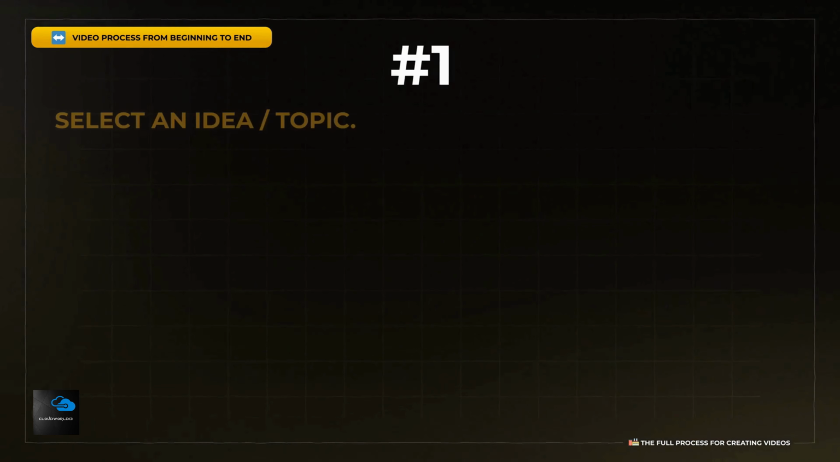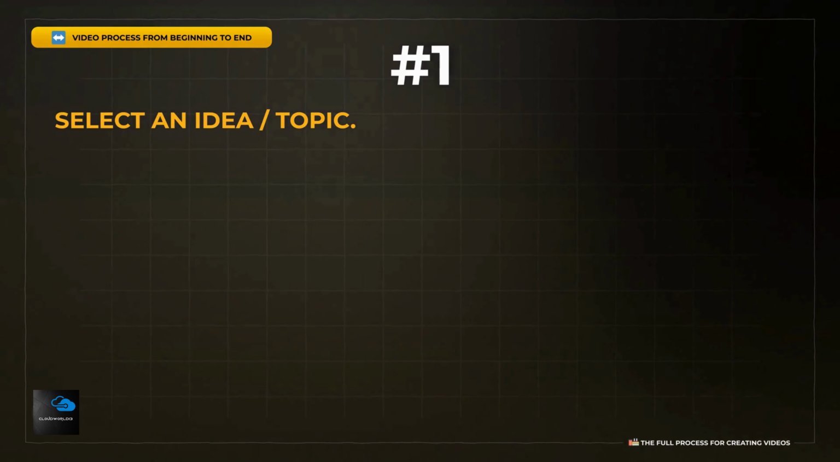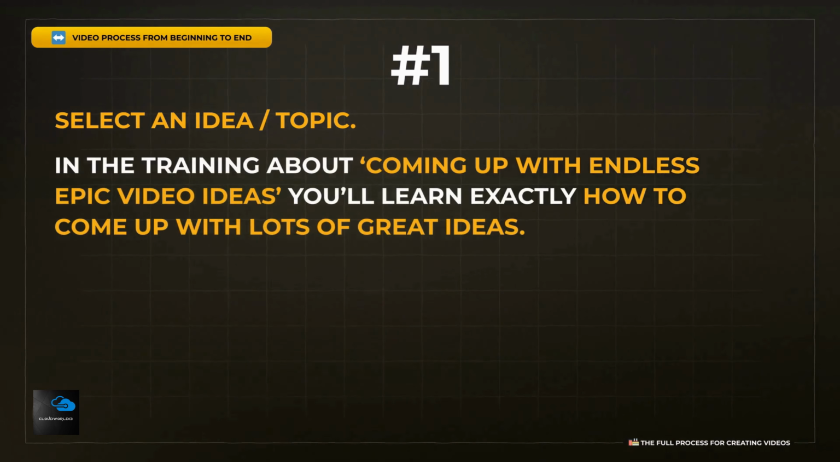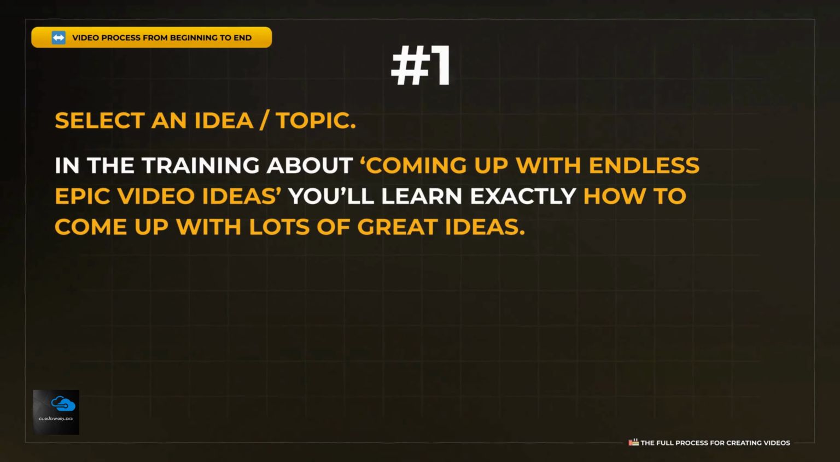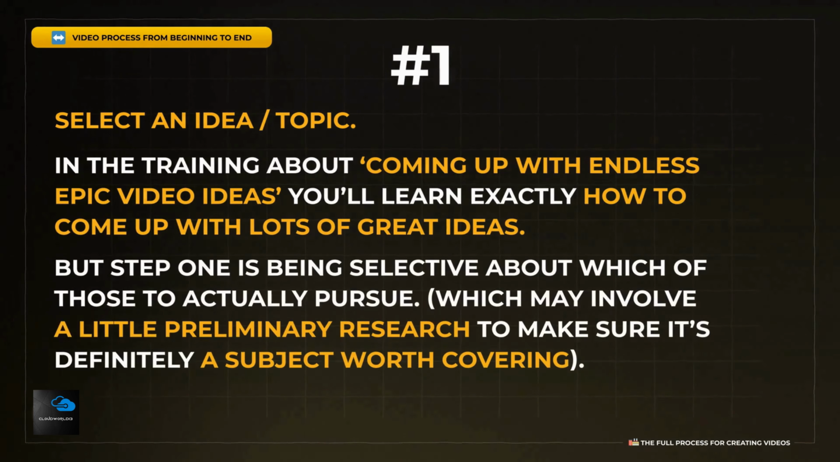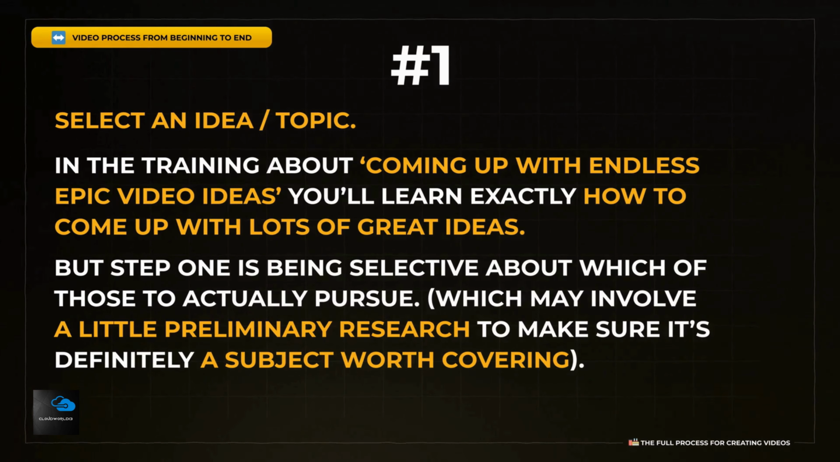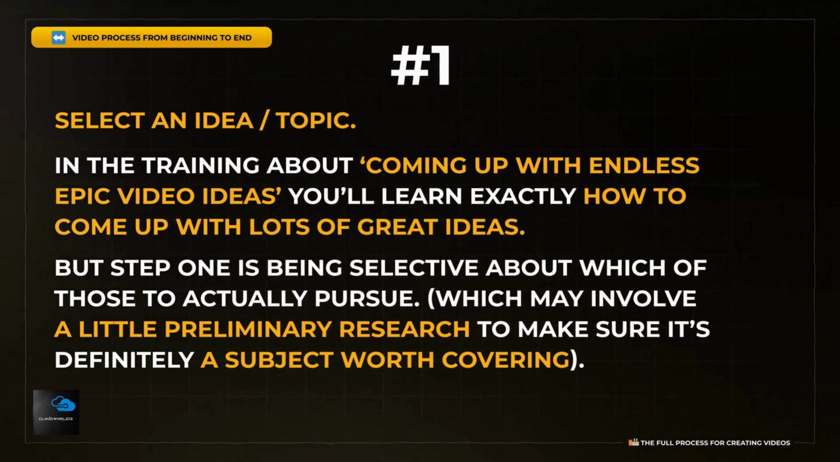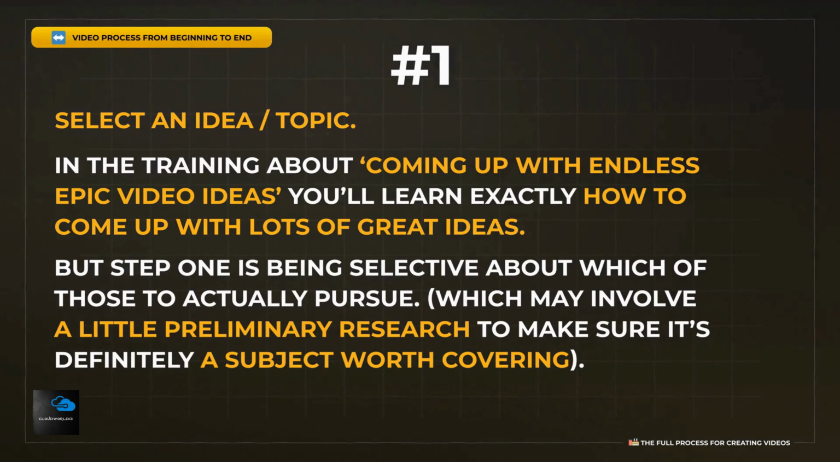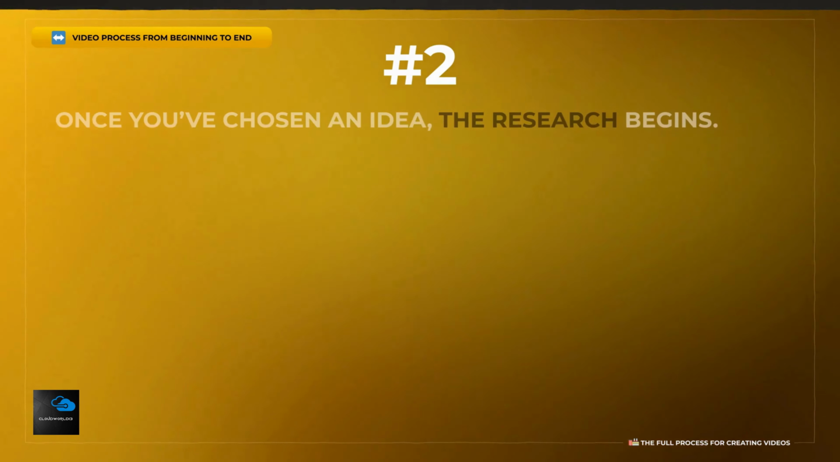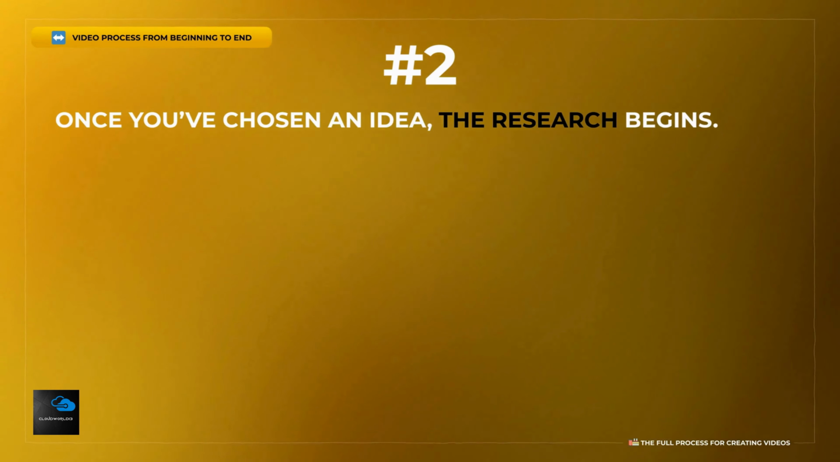So, number 1 is actually selecting an idea or topic. In the training about coming up with endless video ideas, you'll learn exactly how to come up with lots of great ideas. But step 1 is being selective about which of these to actually pursue, which may involve a little preliminary research to make sure it's definitely a subject worth covering. Then, step 2, once you've chosen an idea, the research begins.